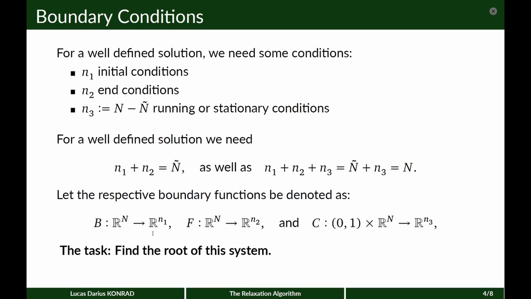And so what you do is you set up a system of equations of n variables, so n equations, now you have n boundary conditions, and now we try to find the root, which is the solution of the system.